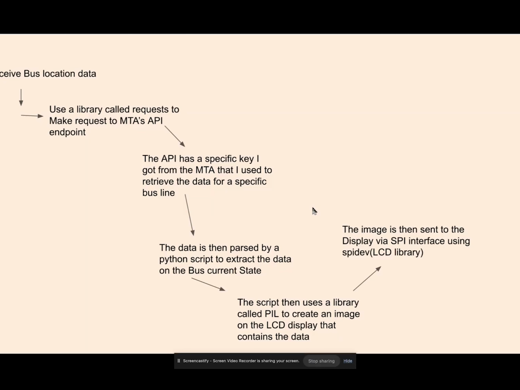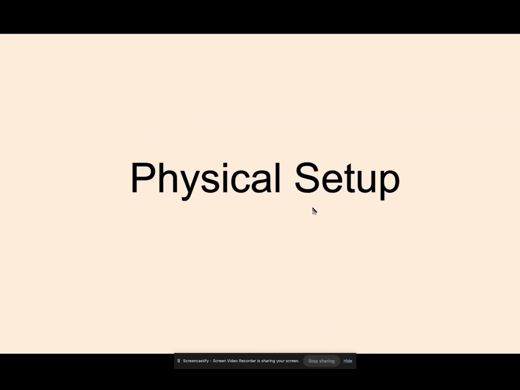Then the image is sent to a display interface, which has its own library, to actually put the text of the data onto the screen. Then the entire process is continuously in a loop and is delayed for 30 seconds, and you'll see a change in bus data.